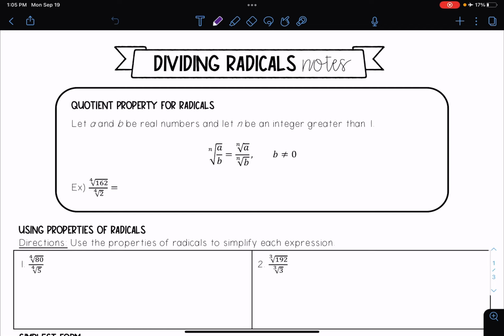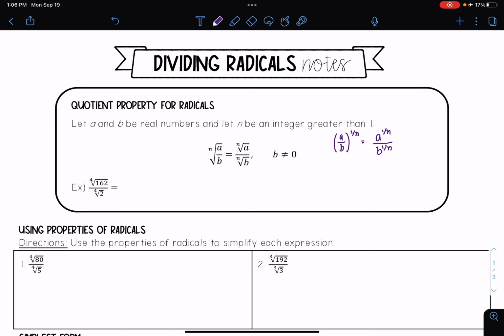Again, we get this from the power of a quotient property that we learned a couple of lessons ago, because the nth root of a over b, I can rewrite that as a over b raised to the 1 over nth power. And we learned with the power of a quotient property that this is equal to a to the 1 over n divided by b to the 1 over n, which gets you the nth root of a over the nth root of b.